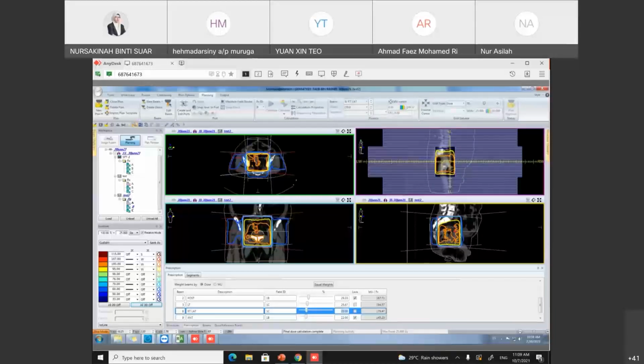Okay, now I want it equal. So now it's very obvious that my left lateral 60% is more than the right lateral beam. So I try to increase my right lateral back a bit. Okay, now it's equal. Based on my experience, this plan is already okay with 6 MV for this.